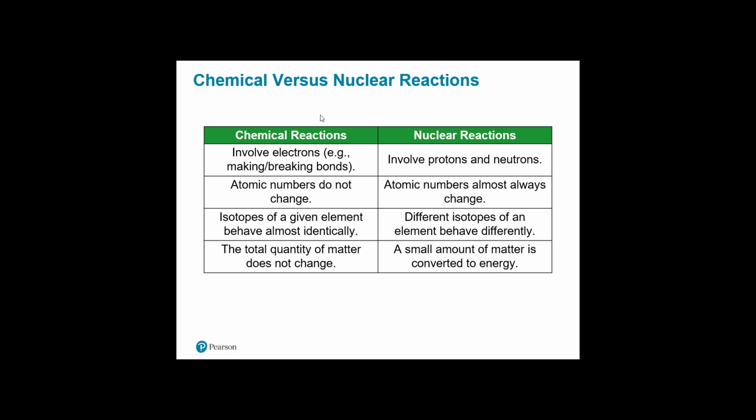Nuclear reactions involve protons and neutrons. Atomic numbers almost always change. Why is that? Because almost all of these involve changing the protons, and if we change the protons, the element or the atom also changes with it; it goes hand in hand. Different isotopes of an element will behave differently now. And a small amount of matter is converted to energy. That's what a lot of people don't understand about nuclear reactions: it's a very tiny amount that causes such an immense impact.